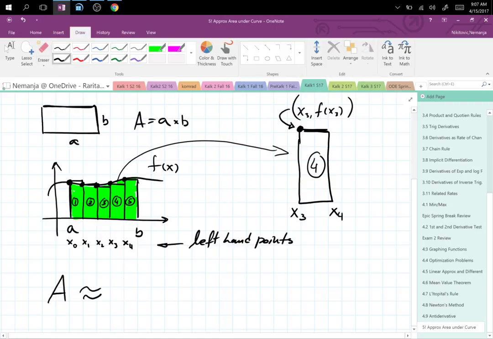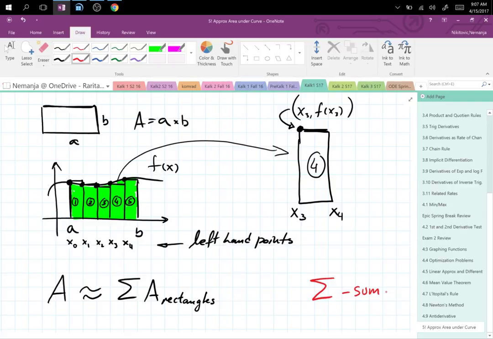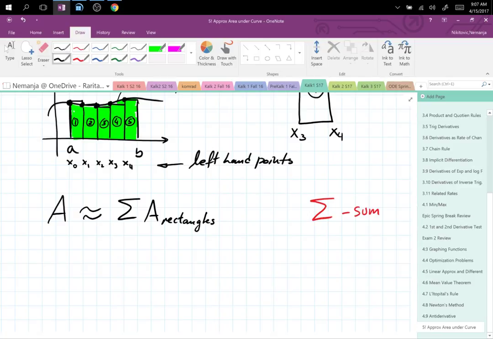So I'm going to use this symbol for summation. In this case, this symbol, we're going to see much more of this symbol. This is summation, sum, addition. So now you have this. Let's see what we can do with this.